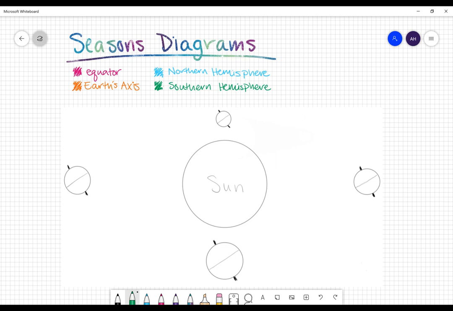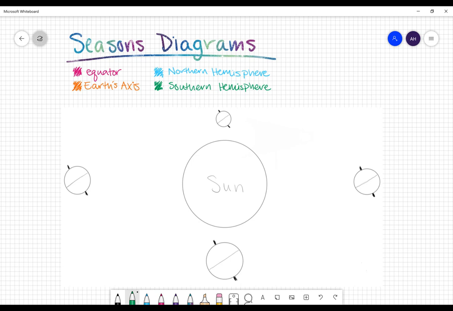Alright guys, so this is going to show you how to fill out the seasons diagrams, and I am going to try and teach you as I go through this. I'm trying to refresh our brain. I know you had the video lesson already, but I do want to refresh our brains and talk about why we have seasons and what that looks like for us.